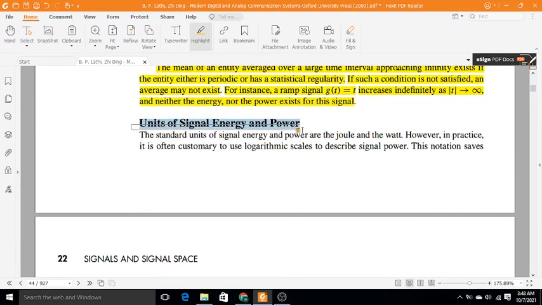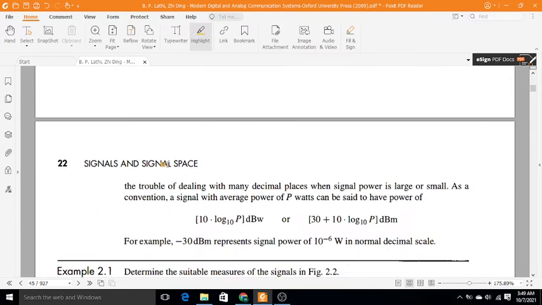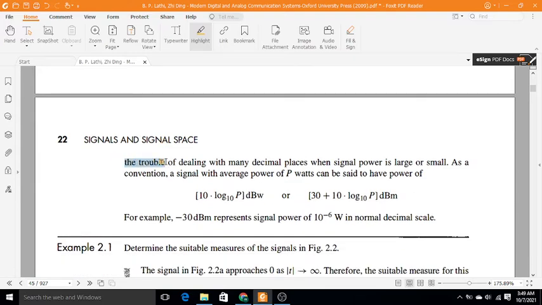Units of signal energy and power. The standard units of signal energy and power are the joule and the watt. However, in practice, it is often customary to use logarithmic scales to describe signal power. This notation saves the trouble of dealing with many decimal places when signal power is large or small. As a convention, a signal with average power of P watts can be said to have power of 10 log10 P dBW or 30 plus 10 log10 P dBm. For example, minus 30 dBm represents signal power of 10^-6 W in normal decimal scale.